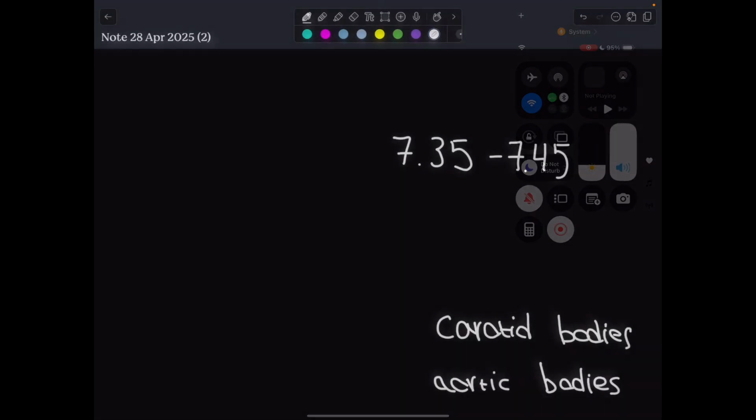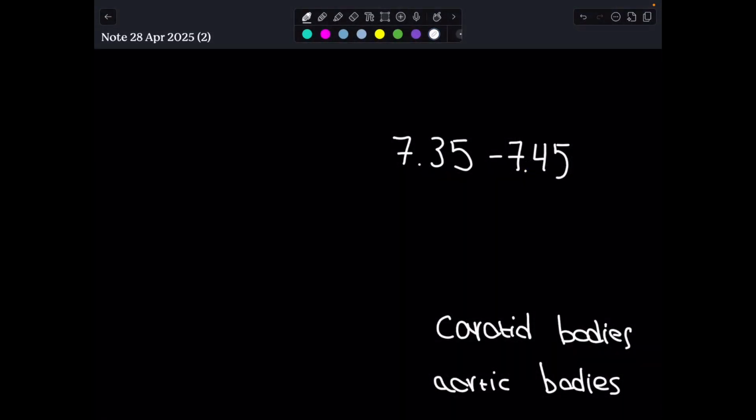Yeah, exactly. And so, do we have a renal baroreceptor and a renal sodium ion sensor?